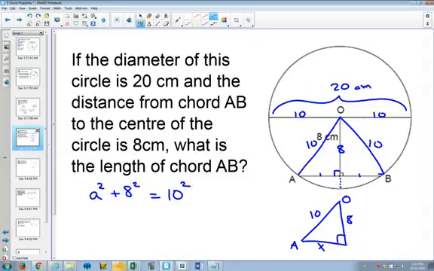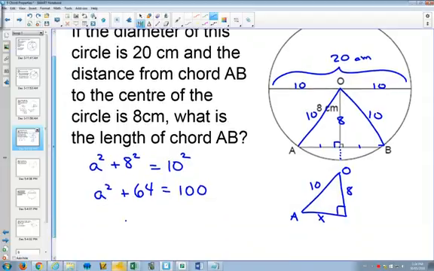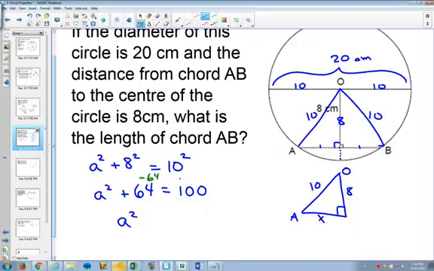A squared plus B squared equals C squared. A squared, 64 and 100. 164, and then here we're going to have to subtract 64 on both sides. They're not on the same side. Then we can put those like terms together. Square root both sides. And we get this as 6.